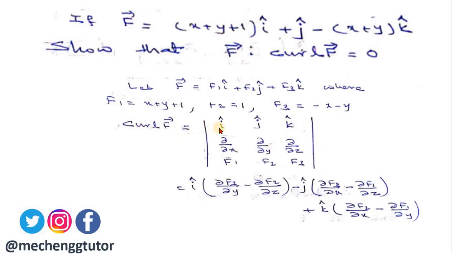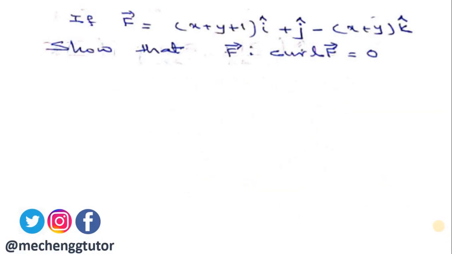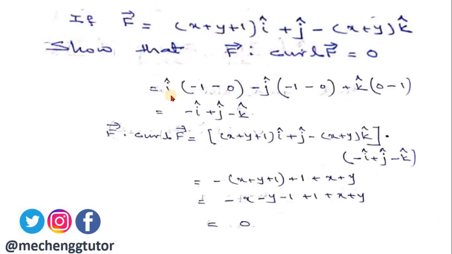Curl f we shall calculate first. i, j, k, dou by dou x, dou by dou y, dou by dou z, f1, f2, f3. Expand same expression like the previous sum. Then we have to calculate this. So this is equal to i cap into minus 1 minus 0, minus j into minus 1 minus 0, plus k into 0 minus 1, and curl f will come to minus i plus j minus k.